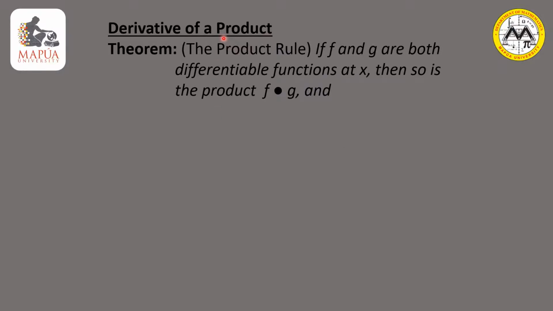When we have a product of functions, say f times g, if f and g are both differentiable functions of x, then the derivative of the product f times g with respect to x likewise is differentiable with a derivative equal to the sum of the product of one function with the derivative of the other. Hence, we have f times the derivative of g with respect to x plus g times the derivative of f with respect to x.